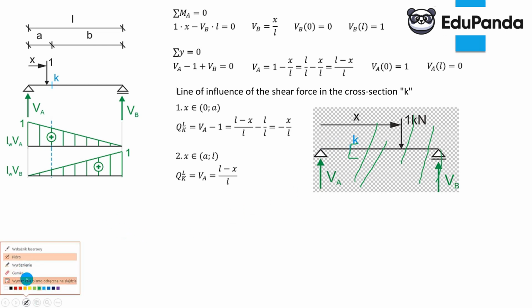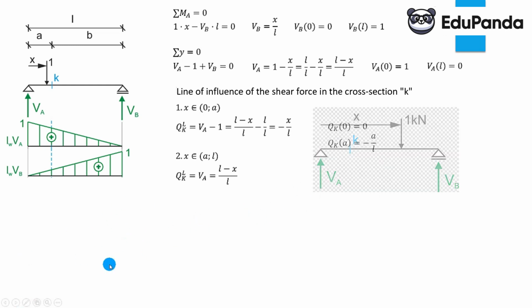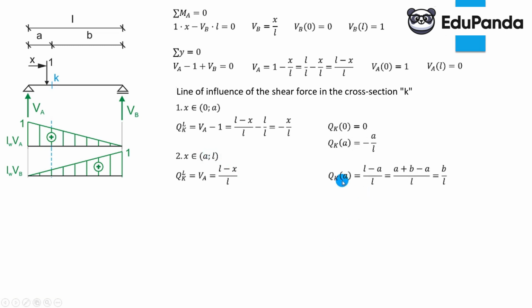Okay, we'll erase this. Now let's check for coordinate A and coordinate L. If we substitute A, we have (L minus A) by L. L is A plus B, so A is cancelled out, leaving B over L. And if I substitute L, I get 0.